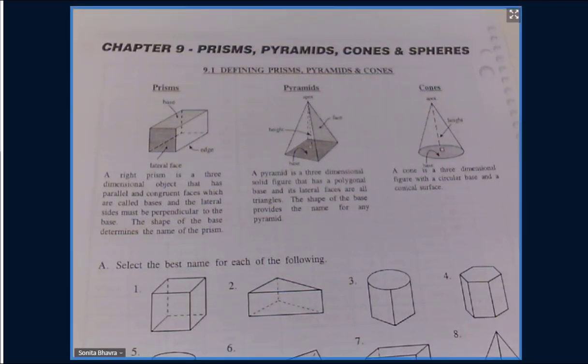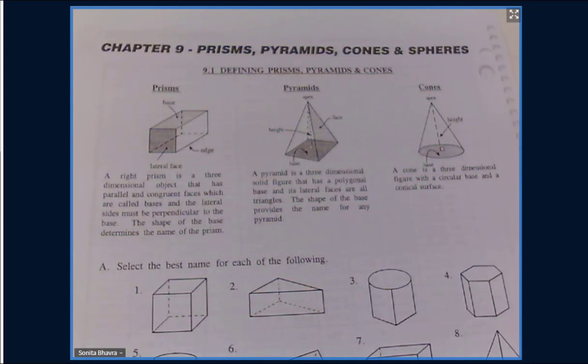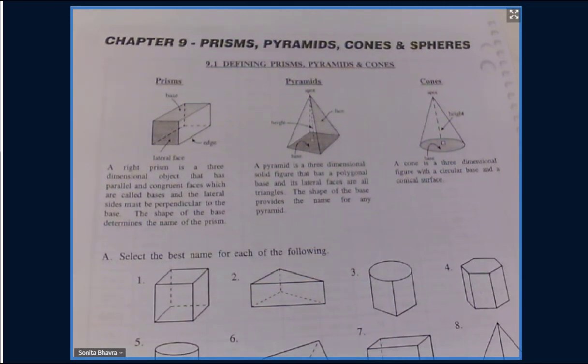All right, so our next module or unit that we're looking at is prisms, pyramids, cones, and spheres. And we start off this unit just by defining what a prism is, what a pyramid is, and what a cone is. All right, so we'll start with this prism here, and just some definitions here.